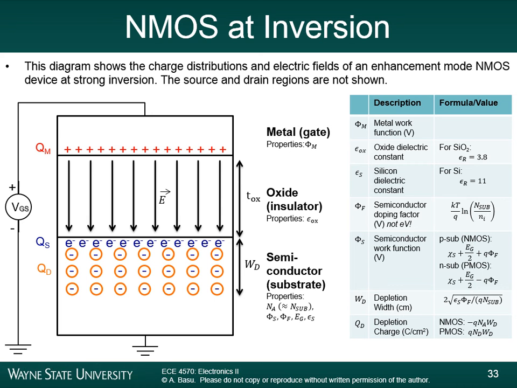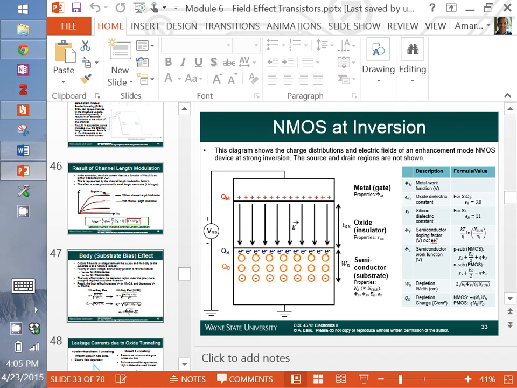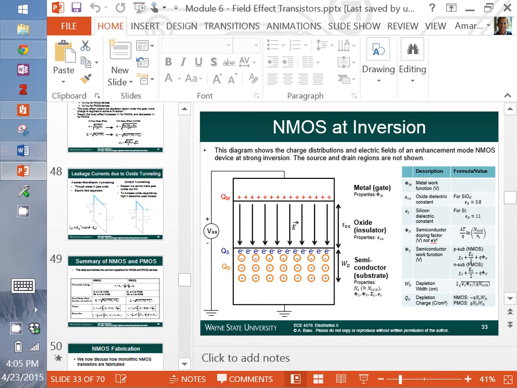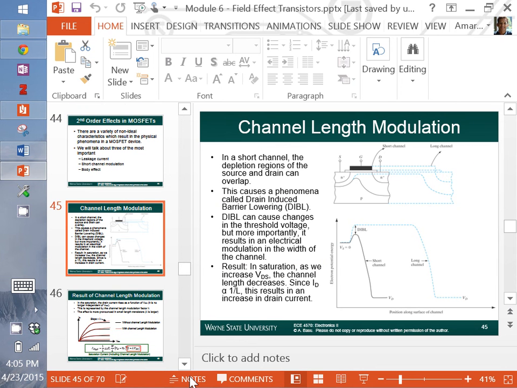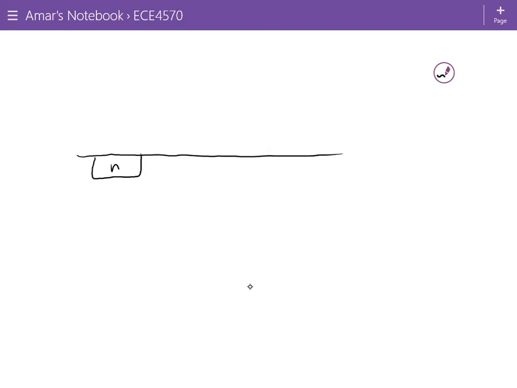But that's not what we're talking about here. What we're talking about here is the depletion region that forms right underneath the channel, or right next to the source and drain regions. So we're going to draw out the structure of a MOSFET again for an NMOS device.